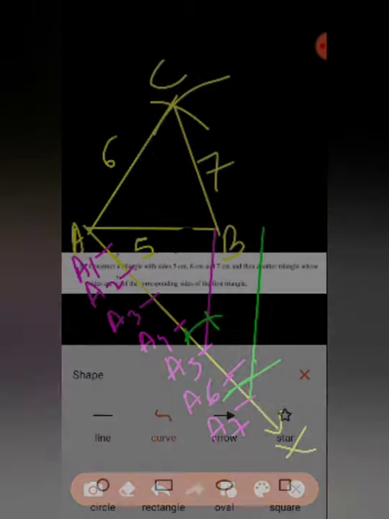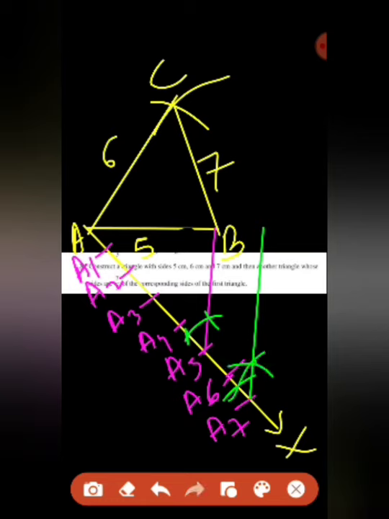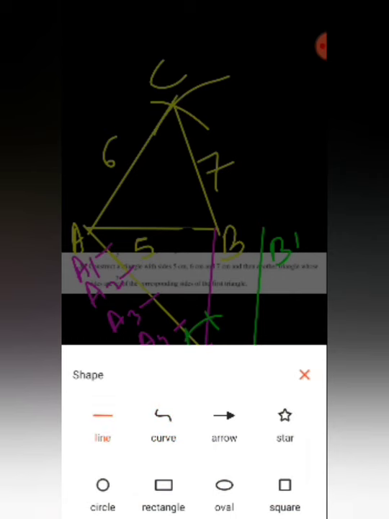My arc is not similar here. Okay, let me rub this. Arc should be something like this, so that this line, let's say this is B dash, A7B dash should be parallel to A5B. After that, you extend your line AB. It will meet at B dash.